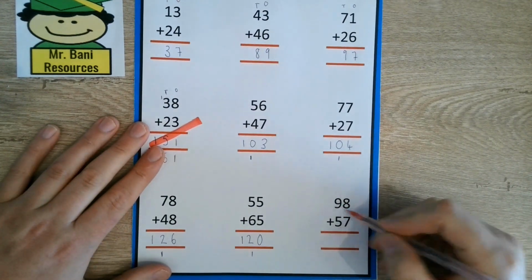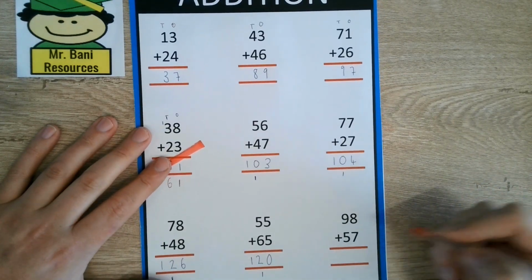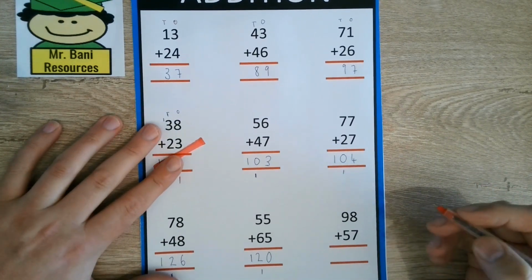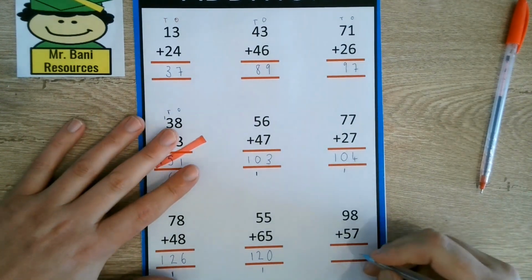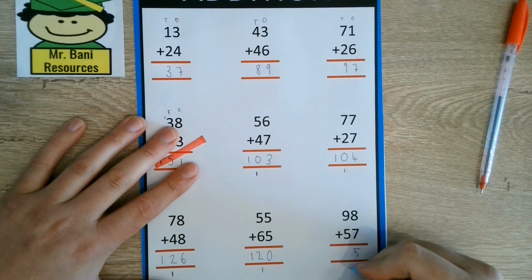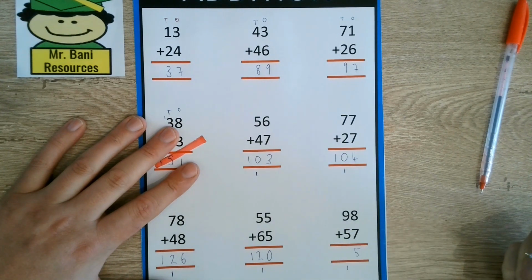So, 98 add 57. You already told me you start with the ones. What is 8 add 7? Equals 15. Good boy. But I know what you mean. You put the 5 underneath, and the 1 goes here. Is that right? Yeah. Okay.